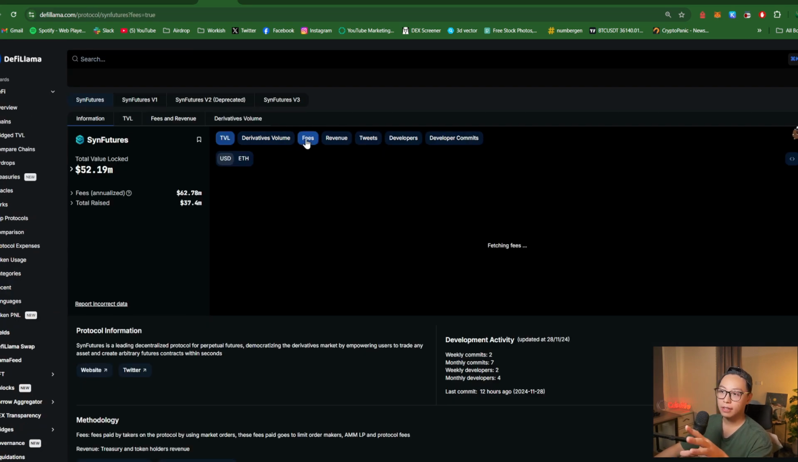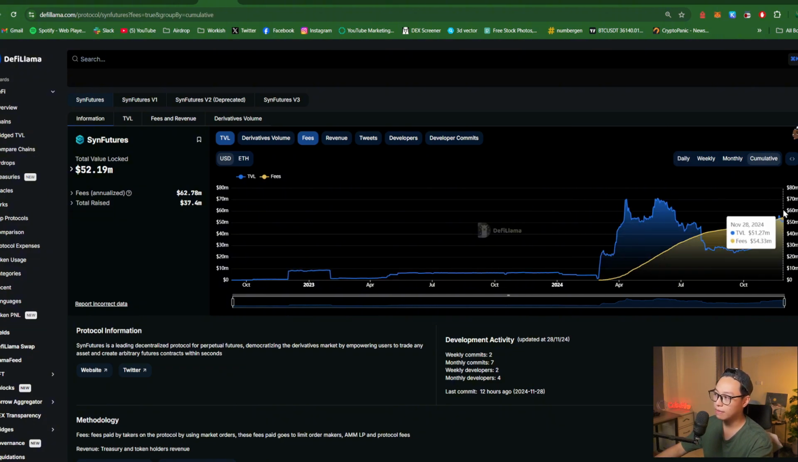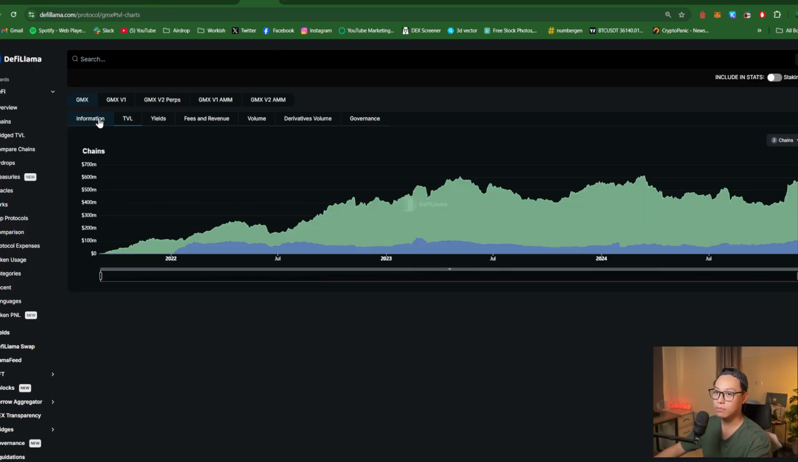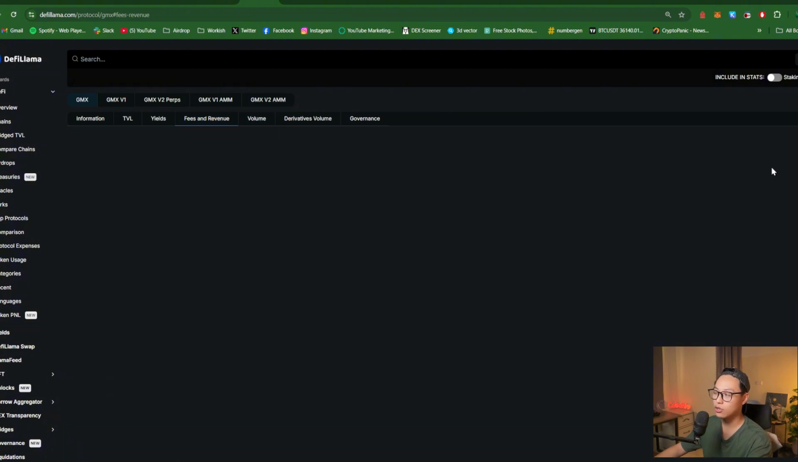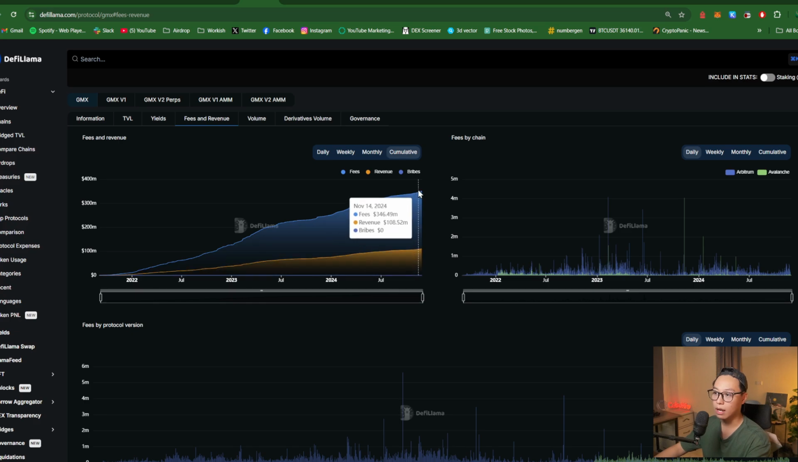In terms of the fees accumulated, SynFutures has about, I believe, $54 million in terms of trading fees. Now, compared to GMX, I believe this number is around $100 million in cumulative fees. So yeah, revenue is about 110 million. The fees, however, like 350 million.